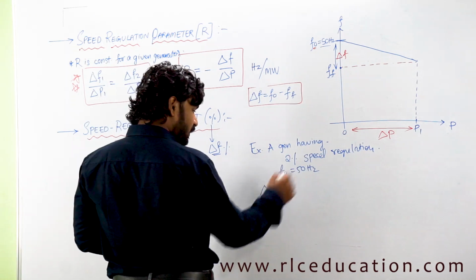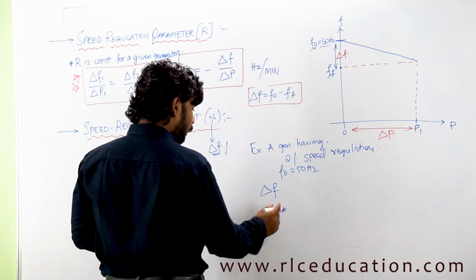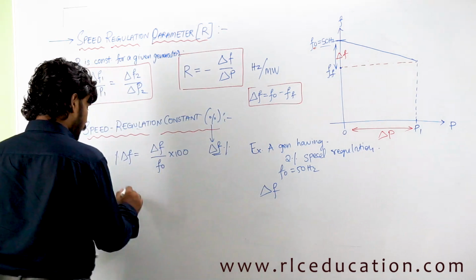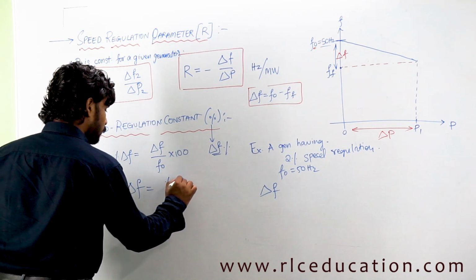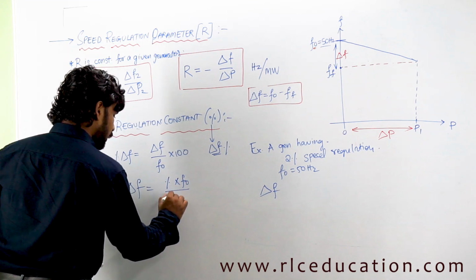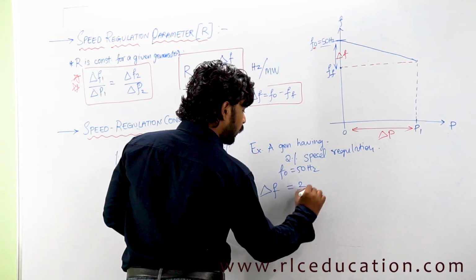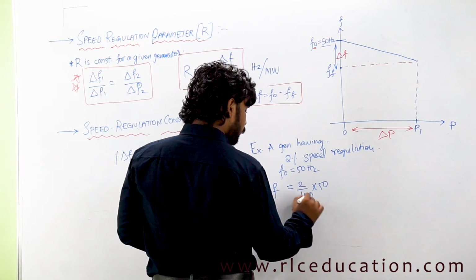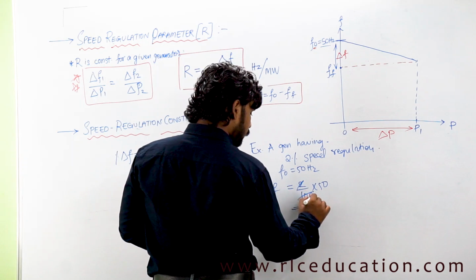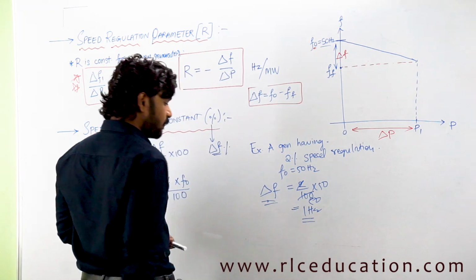Simply from 2% you can find out delta F. If you want to find delta F from this formula, delta F will be equal to percentage into no load frequency by 100, isn't it? So what is the percentage? 2% by 100, into what is the full load frequency or no load frequency? 50. So that is equal to how much? 2 ones are 2, 2 by 50... that is 1 Hertz. So the change in frequency delta F is 1 Hertz.